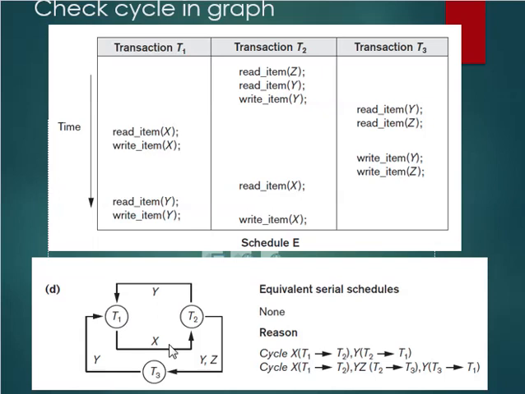So this is your complete graph, and now we have to check whether any cycle exists. Here you can see you have one cycle, T1 T2 on x and y. And the next cycle is T1 T2 T3 T1, so there are two cycles in this graph. So 100% this schedule is not serializable. 100% we cannot find any serial schedule that is equivalent to this non-serial schedule.